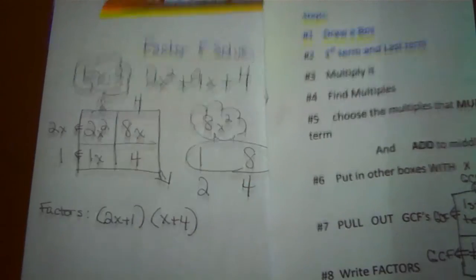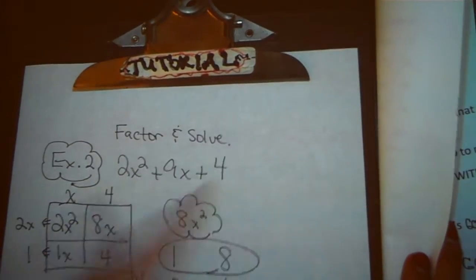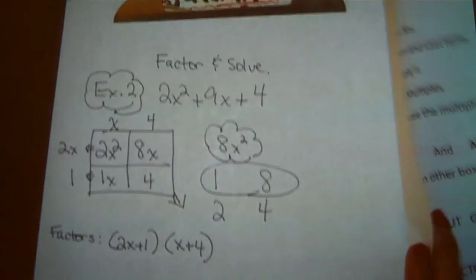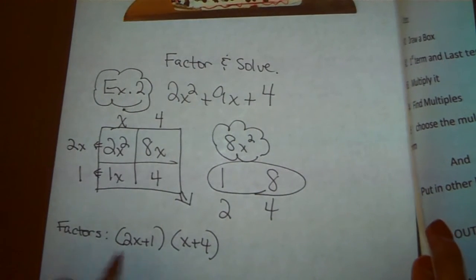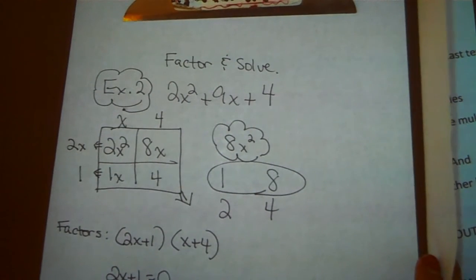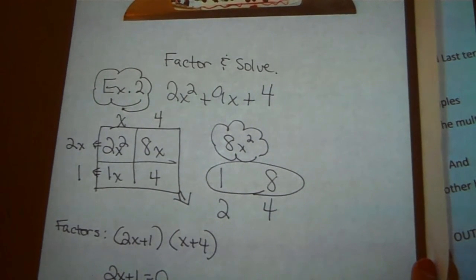Here are my factors. Now, the directions on this problem said to factor and solve. So to factor and solve, I'm going to set each factor equal to 0. So here's my first factor: 2x plus 1 equals 0. Let's go solve. Minus 1, minus 1. 2x equals negative 1. Divide by 2, divide by 2. x equals negative half.